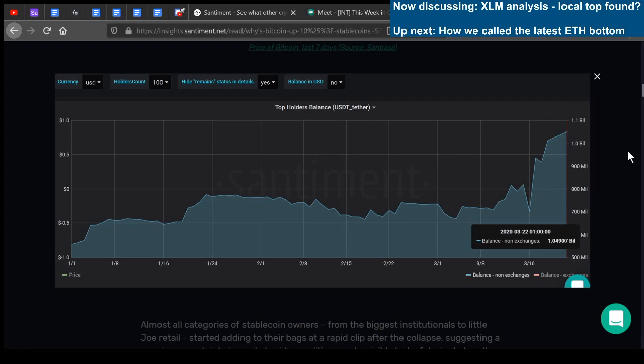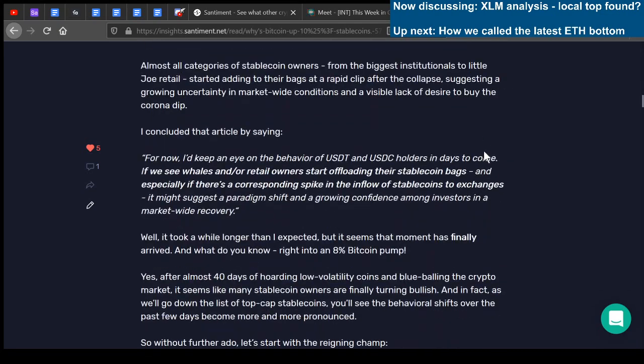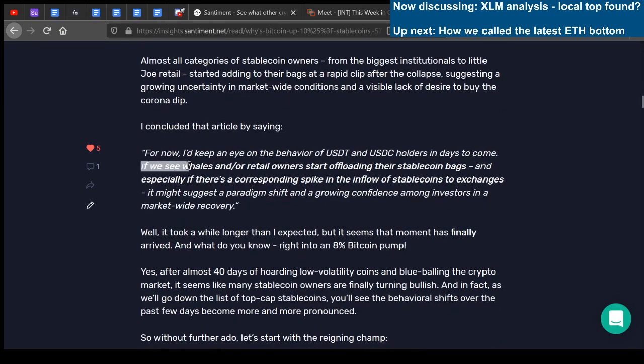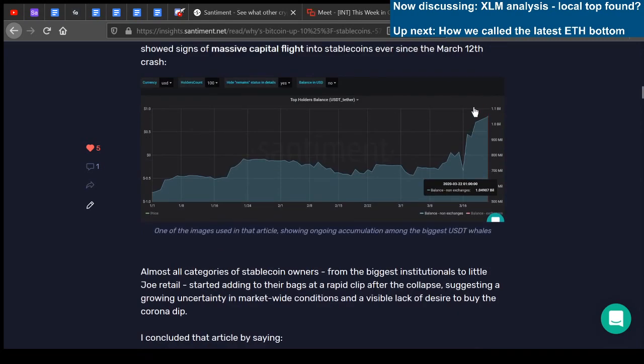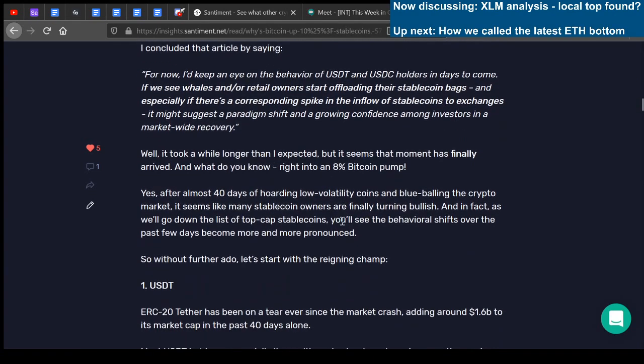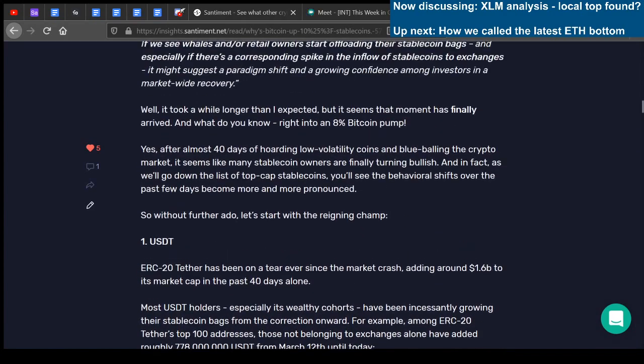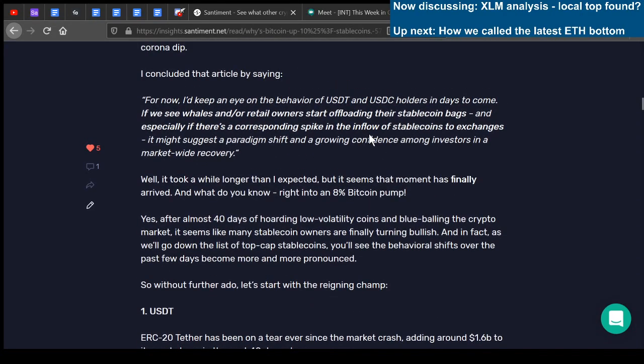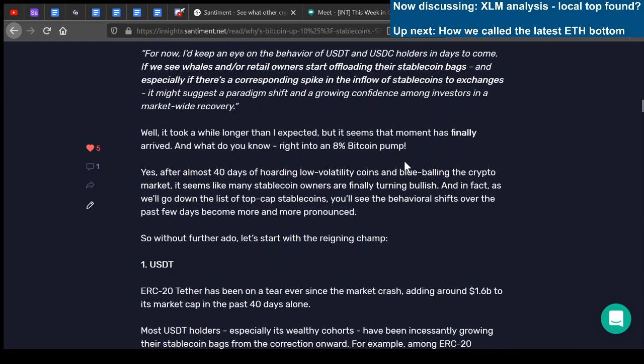until the market has shown signs of a recovery. So it's been a while, and I mentioned in that article that we should start to see whales and retail holders start offloading their stablecoin bags. So this chart started going down, and especially if there's a corresponding spike in the inflow of stablecoins to exchanges alongside this move, this might indicate that people that have been flooding into stablecoins are returning back to the market, and might indicate a growing confidence that the market is going to recover. So there has been this sort of paradigm shift happening among stablecoin holders over the last couple of days, exactly as Bitcoin started pumping.